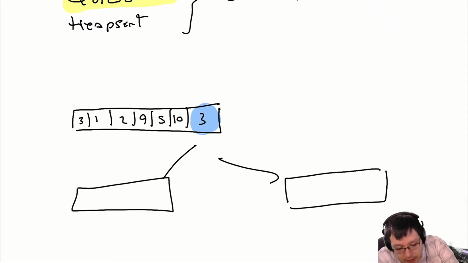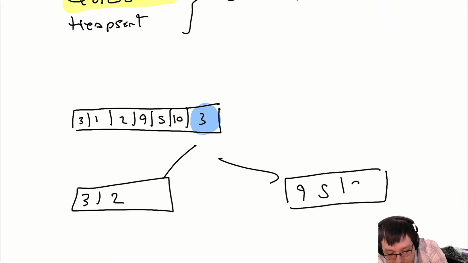So anyways, 3, with duplicates, just pick one side, put them on the left side. Why not? 1 is small. 2 is small. 9 is bigger. 5 is bigger. And 10 is bigger. So that actually turned out pretty well. I did not expect that to be the case, but it actually split them very nicely into halves.